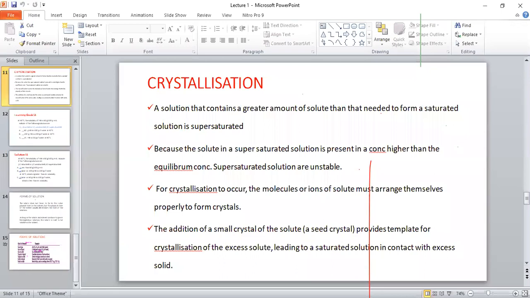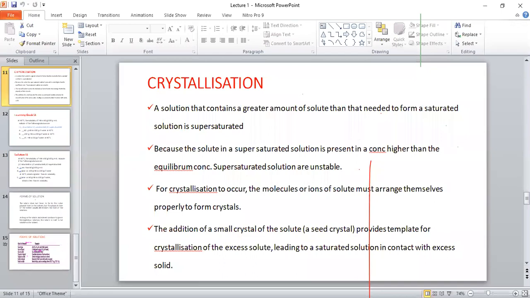Still under crystallization, a solution that contains a greater amount of solute than that needed to form a saturated solution is supersaturated, as I've explained to you. In a supersaturated solution, the solute is present in a higher concentration than the equilibrium concentration. Supersaturated solutions are unstable. You can go back and forth, like reversing. So it's an unstable solution.